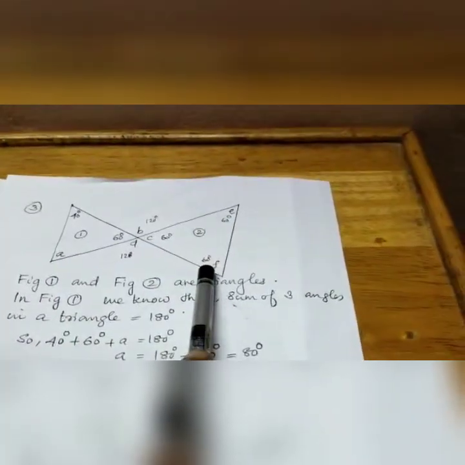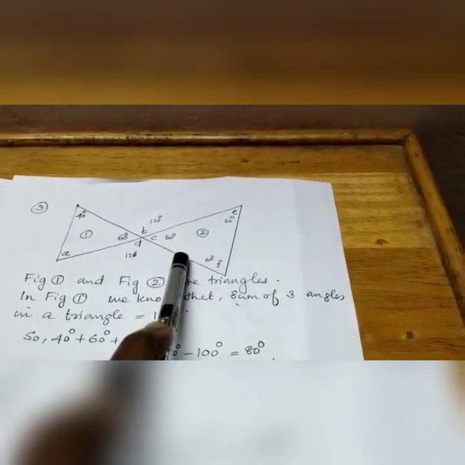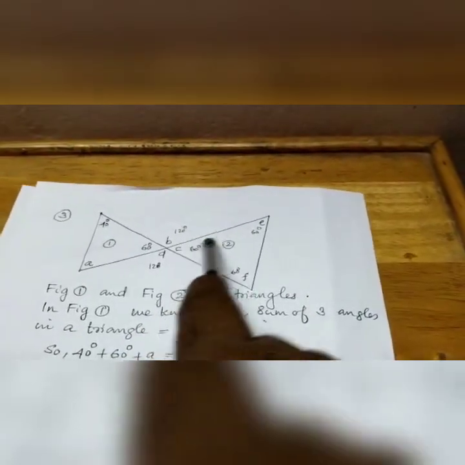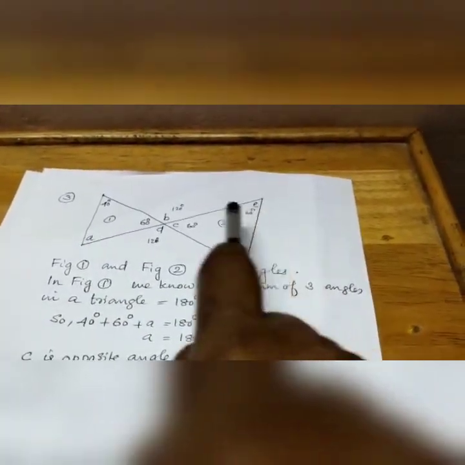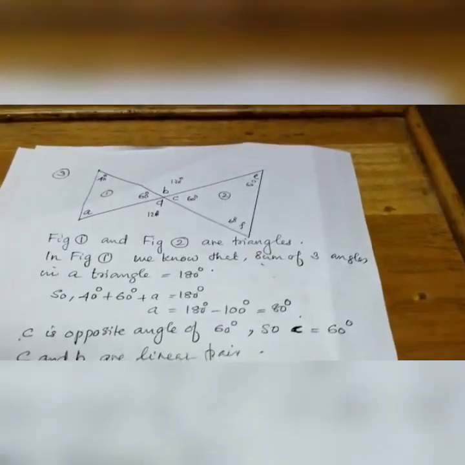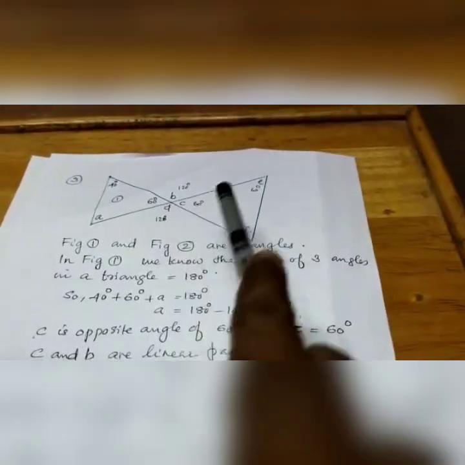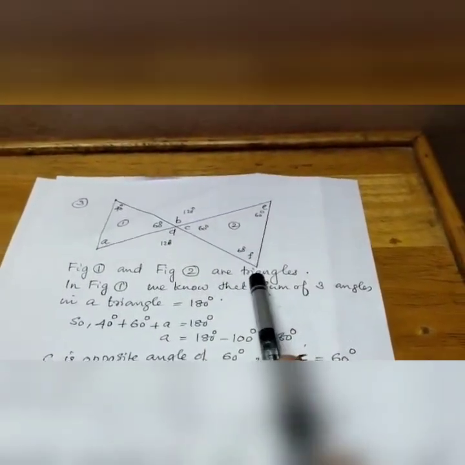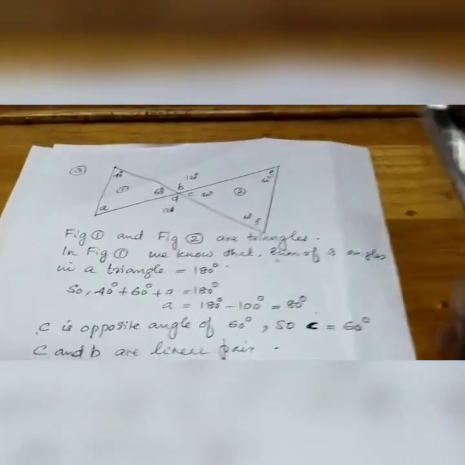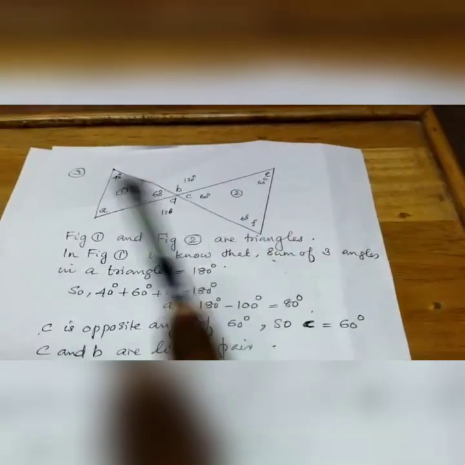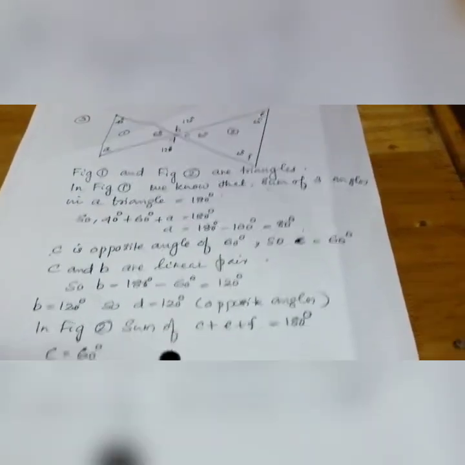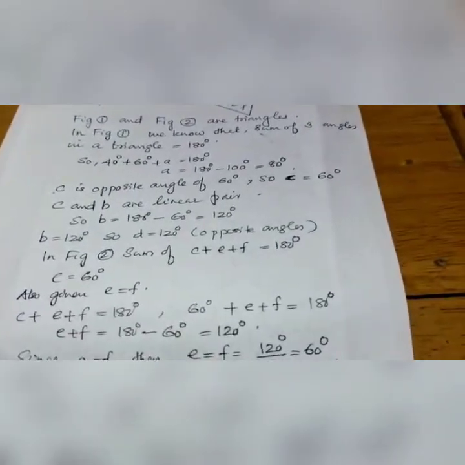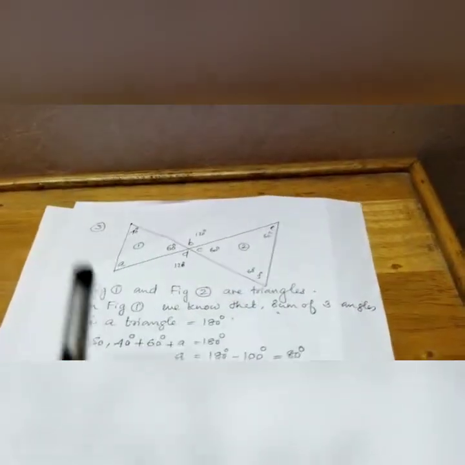In the second triangle, we have one angle, that is 60 degrees. Total is 180. Therefore the sum of the other two is 180 minus 60, that is 120. But it is given that E and F are equal. Both are equal. Therefore each angle is equal to half of 120, that is 120 divided by 2, that is 60 degrees.